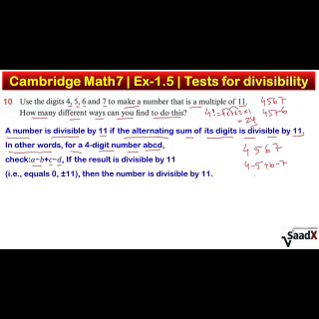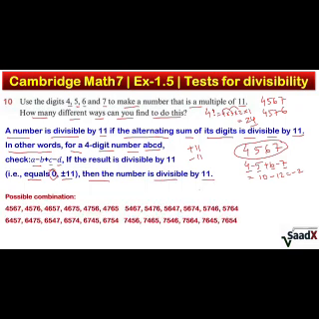Third one positive, fourth one negative. Positive, negative like this. So look, 4 plus 6 is 10, minus 5 and 7, which is 12. The result is minus 2. So this number cannot be divisible by 11. Okay, so the ultimate result should be 0 or plus or minus 11. Then the number is divisible by 11.